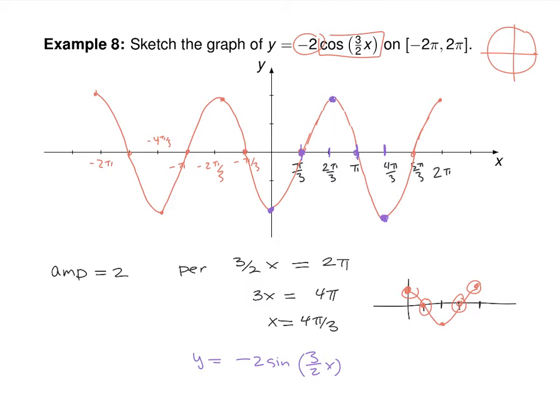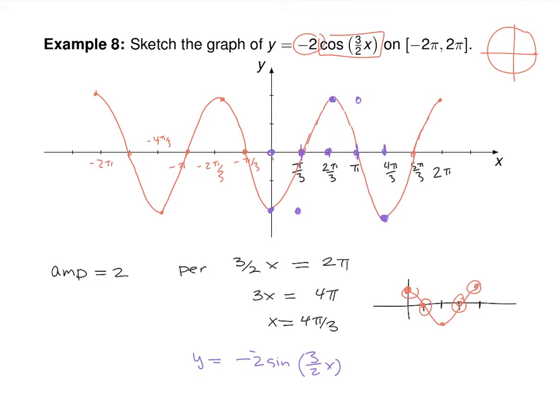Where would that have started? 0. What would it have done first? Go up or go down? Down. Go down because this is negative. And then it would have been 0 again, right? And then it would go up.